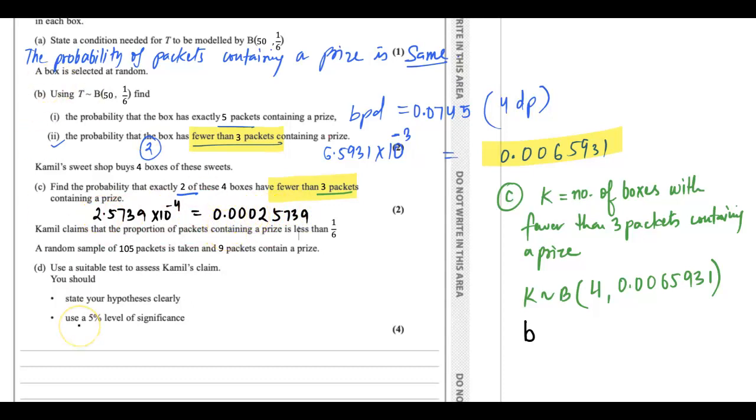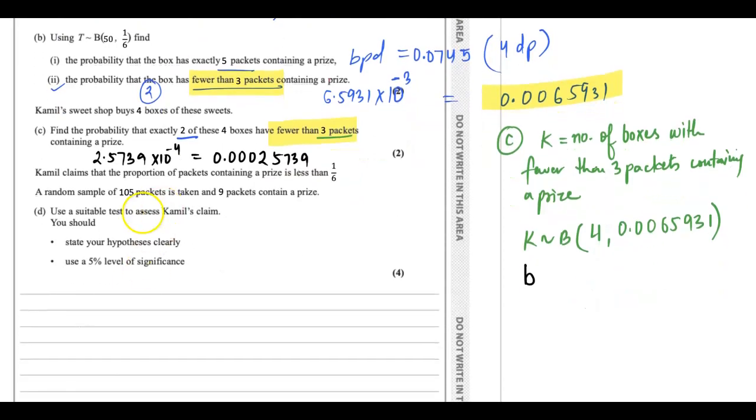Perfect. The last part: Kamil claims that the proportion of packets containing the prize is less than 1/6. A random sample of 105 packets is taken and 9 packets contain a prize. We have to carry out the test and state the hypotheses. So let's state them first. The null hypothesis is that the probability is 1/6, and the alternative hypothesis is that the probability is less than 1/6.